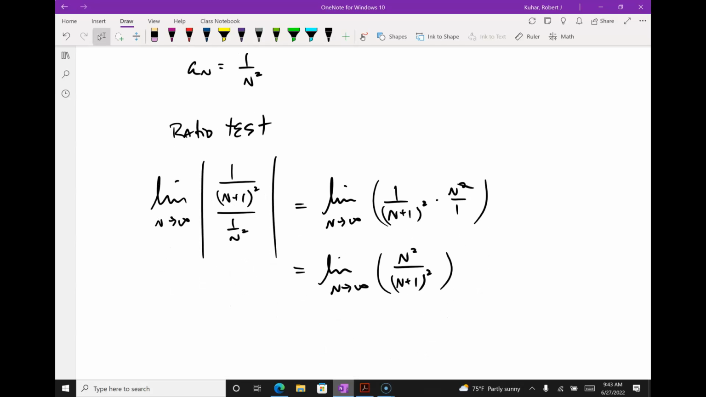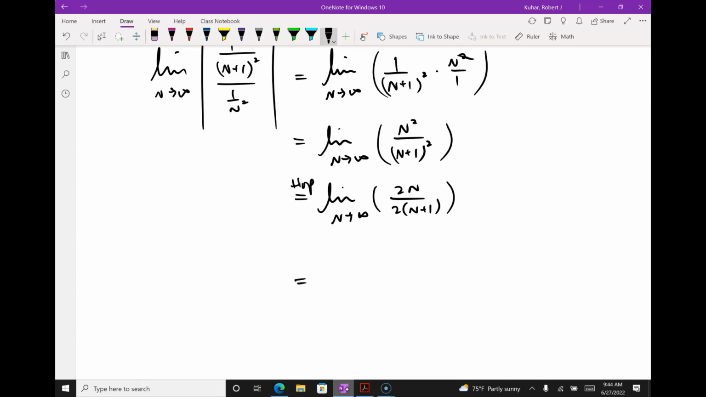What happens here? Don't I get infinity over infinity here? Yeah. So I get the limit as n goes to infinity of what? 2n over 2 times n plus 1, right? And then what do I get? Just 2 over 2, so I get 1, right?